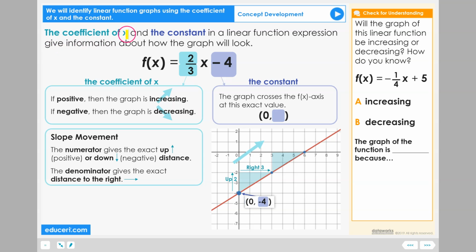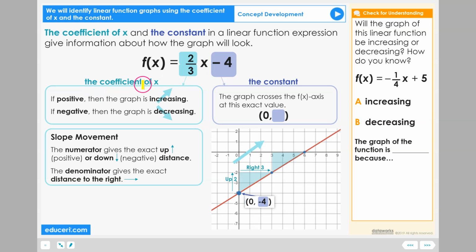The coefficient of x and the constant in a linear function expression give information about how the graph will look. Here is a linear function expression example. The coefficient of x is the value that's multiplied times a variable x, and the constant is the addition or subtraction of just a number. We can use the coefficient of x in two different ways.